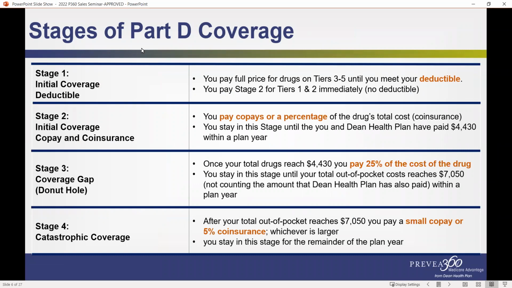So the first stage is your initial coverage or deductible stage. And as we talked about with the deductible, you're responsible for a certain dollar amount, and it's the same here. So with our deductibles for our drug coverage, it only applies to drugs that are in tier 3, 4, and 5. So tier 1 and tier 2 drugs do not have a deductible.